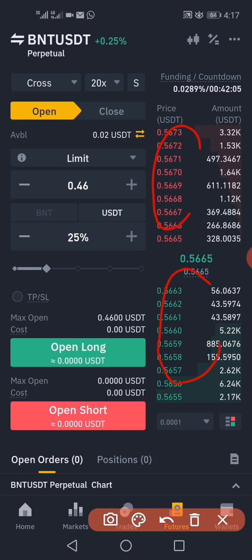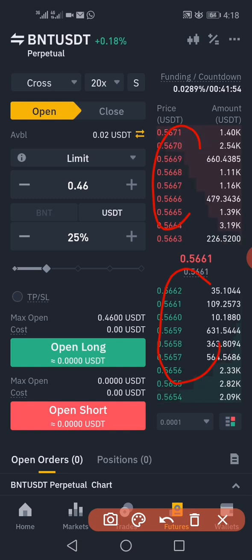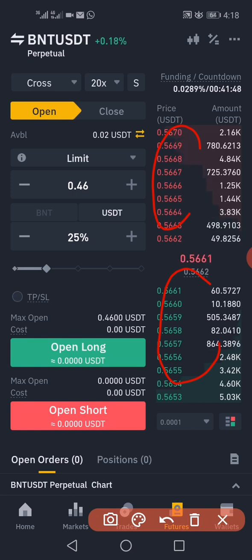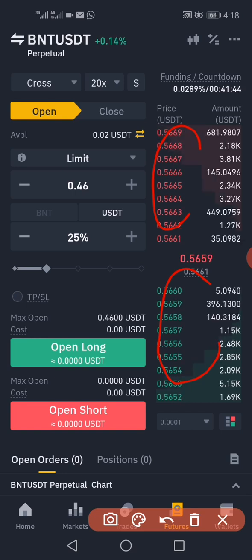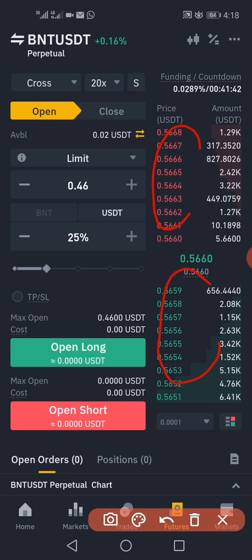In the next video I'm going to send how we are going to take a live trade, if you are to take a trade. That's what I'm going to send in the next video. So just go through this as part of the introduction to futures trading. Know the features, what limit is, what leverage is, what margin mode is, and so on and so forth.